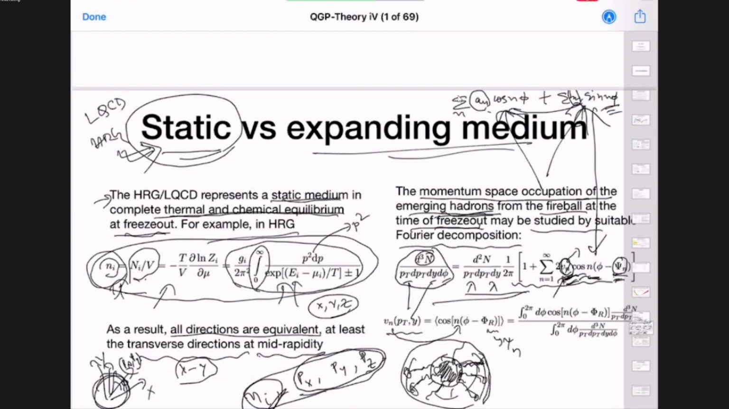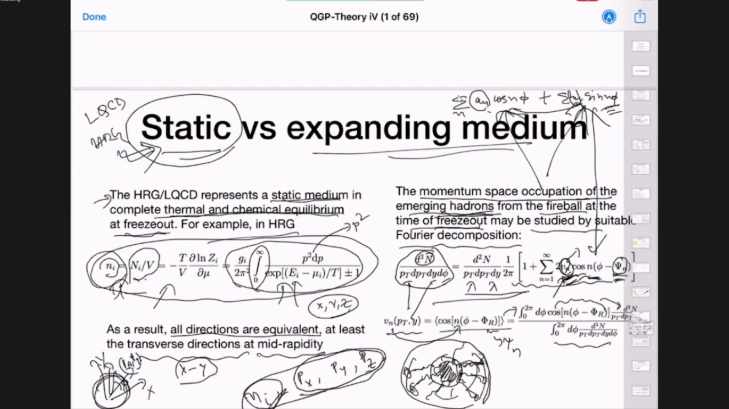So cosine n(phi minus psi n), and its average, this angular bracket. By the angular bracket, what we mean is basically this: you are integrating over all phi with the weight factor, which is the spectra, or the number of hadrons you have at that phi. With that weight factor, you compute the expectation value of this quantity, cosine n(phi minus psi n). And then you normalize again with the weight factor to get the average value.